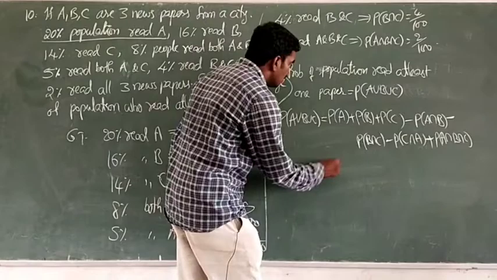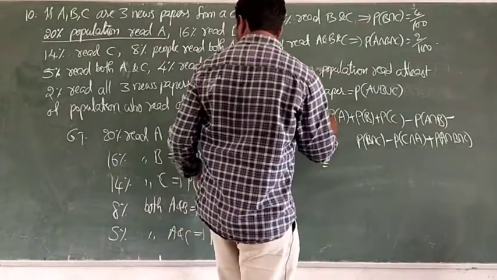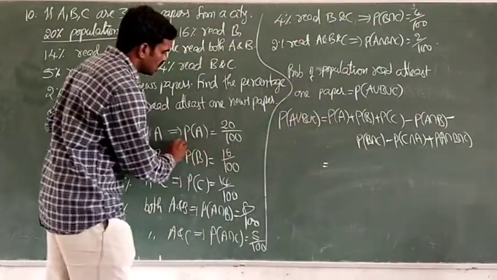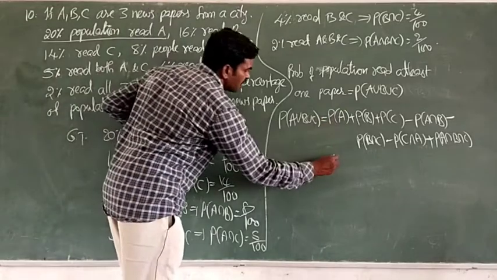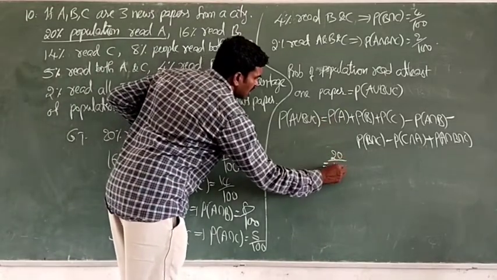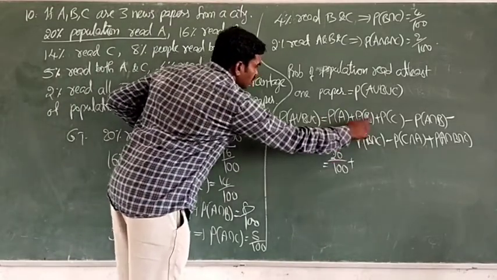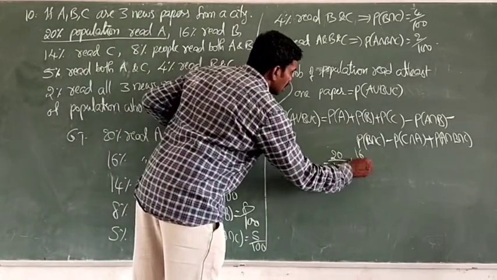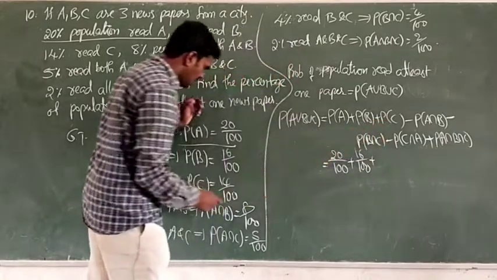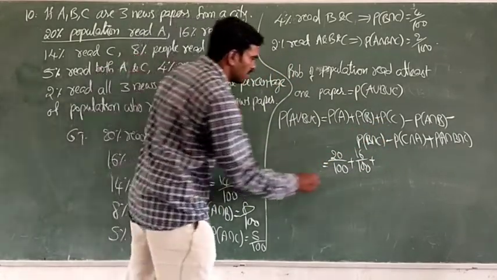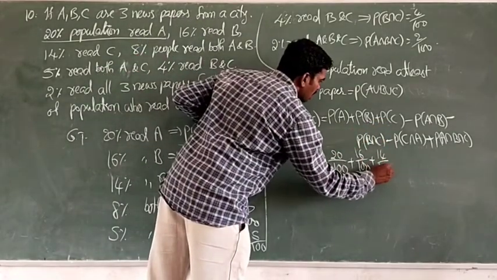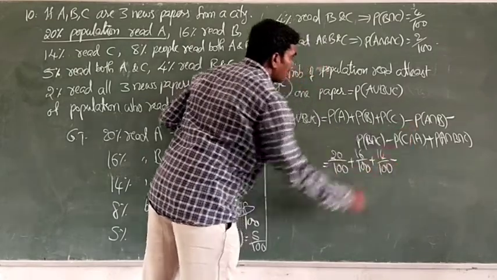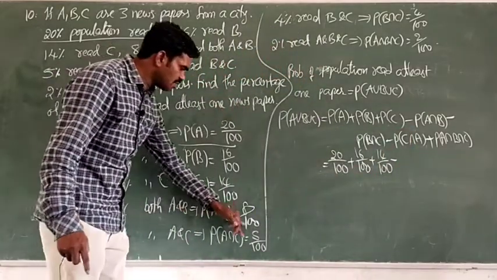Probability of A is 20 by 100. Next plus P of B, that is 16 by 100. Next plus P of C. Probability of C is 14 by 100. Then minus P of A intersection B, that is 8 by 100.